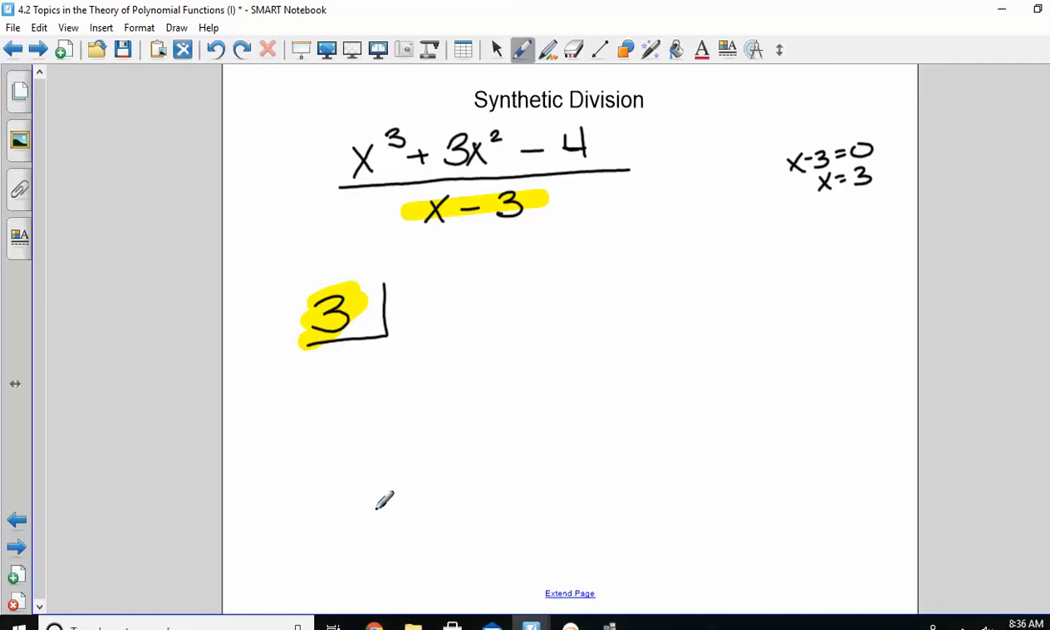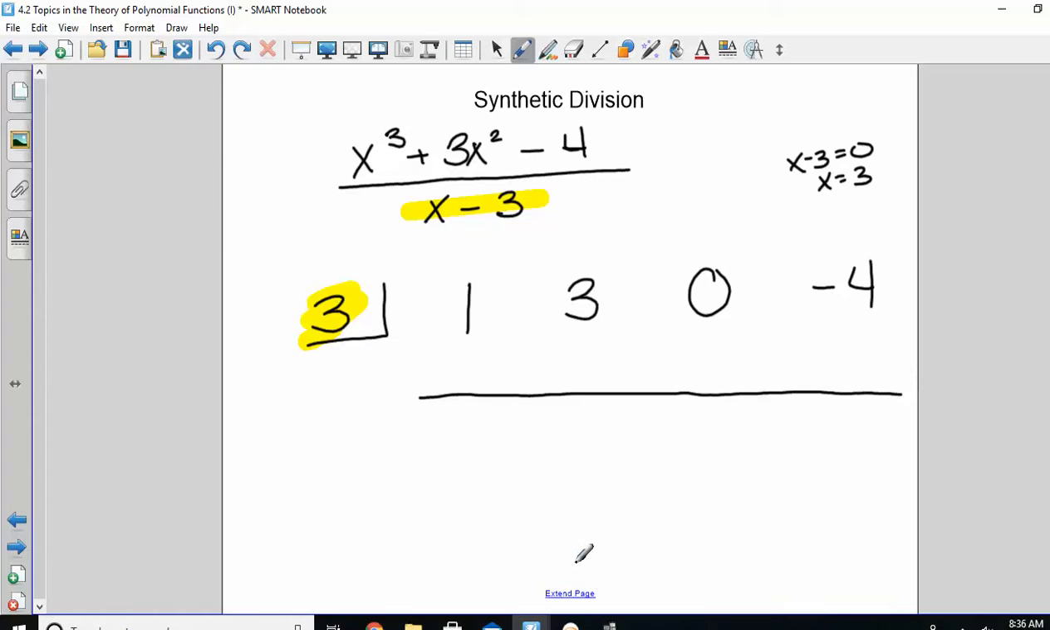And then we're just putting coefficients. We leave off all the x's. So this was a 1x to the third, so you put a 1. 3x squared, so you put a 3. I do not have an x. So what do we have to put? 0. It's very important with synthetic, if you're missing a power, you put a 0 for its place. And my constant is -4. Is this looking familiar at all? Yes.